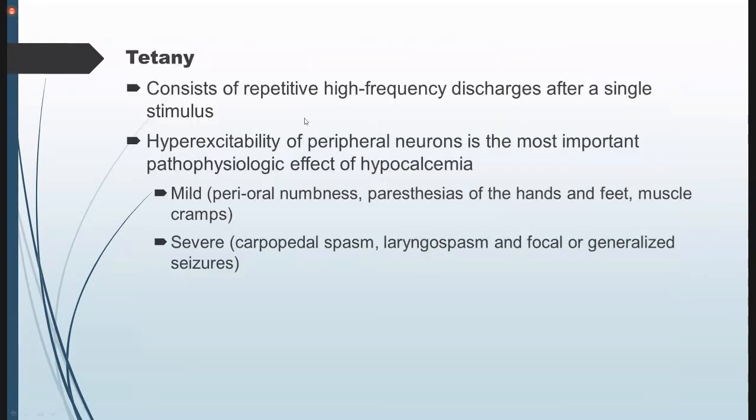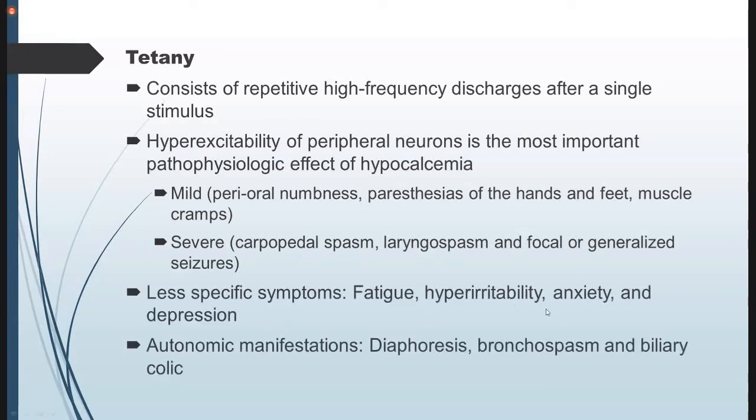So tetany is defined as a repetitive high frequency discharge after a single stimulus. Basically, there is hyperexcitability of peripheral neurons due to hypocalcemia. And I've told you earlier, it can cause perioral numbness, paresthesia, and in the severe form, it can cause tetany, carpopedal spasm, laryngospasm, and so on. There are less specific symptoms of fatigue, anxiety, depression. There can be autonomic manifestations like diaphoresis, bronchospasm, and biliary colic.